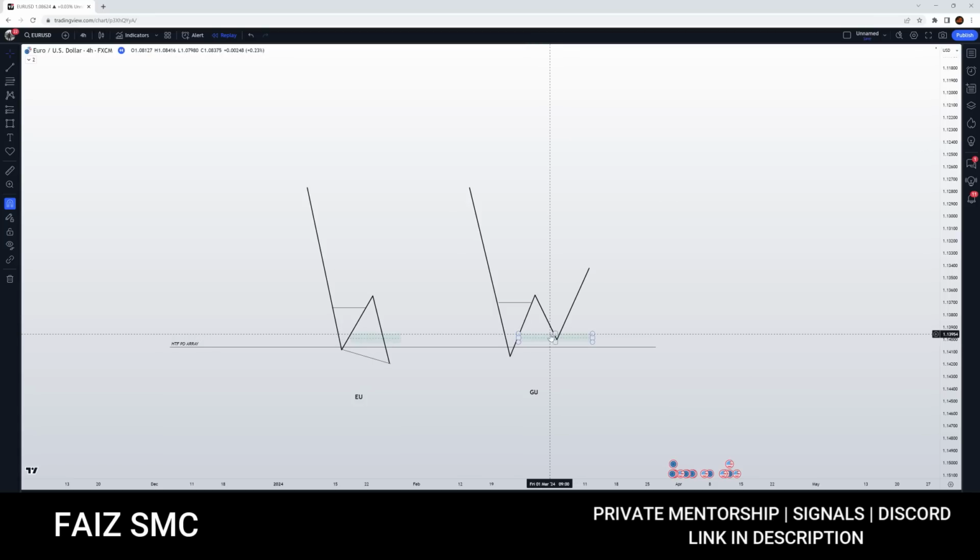So you can literally just take a long position once you see that price is in a PD array on GU, and on EU, price has taken out this low. So this is very simple. Once price takes out this low over here on EU, and if you see that either one of these is in, let's say, this PD array, you can literally just enter directly.